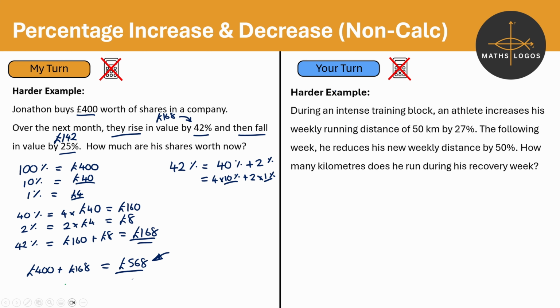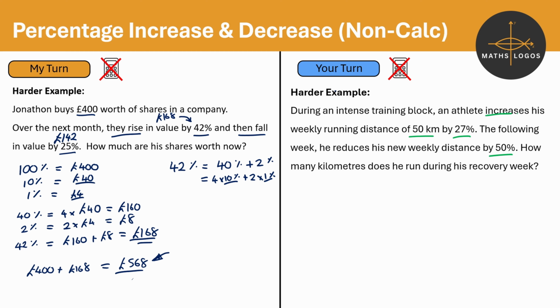Pause the video and give this question a go, and then we'll run through it. During an intense training block, an athlete increases his weekly running distance of 50 kilometers by 27%. The following week, he reduces his new weekly distance by 50%. How many kilometers does he run during his recovery week?